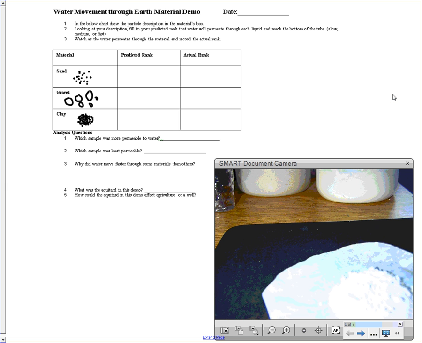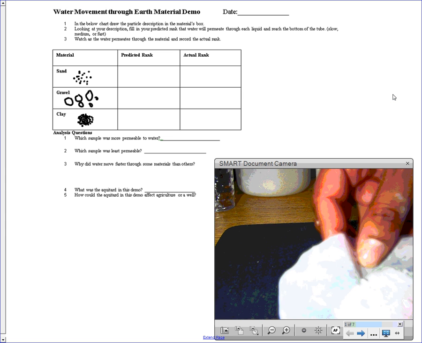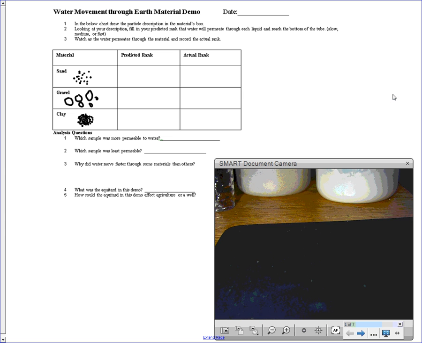How fast do we think that the water is going to flow through sand? Slow, medium, or fast? Medium. Do we all agree with medium? Yeah. Okay. What about gravel? And what about clay?